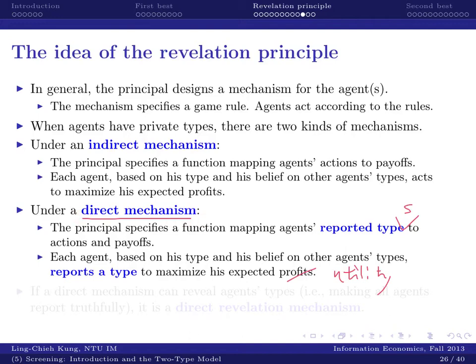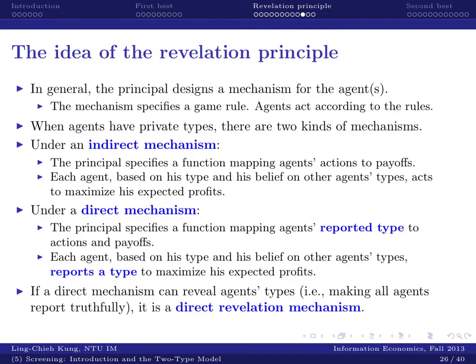What we mentioned about direct mechanism is you report a type. I give you a quantity and price. Or I give you two quantity-price pairs, you select one of them. Essentially, that's the same. The only thing you need to care about is whether they really report a true type. So if a direct mechanism can reveal agents' types, that means making them report truthfully, then it's a direct revelation mechanism. Okay, so here we have indirect mechanism, direct mechanism, and a direct revelation mechanism.